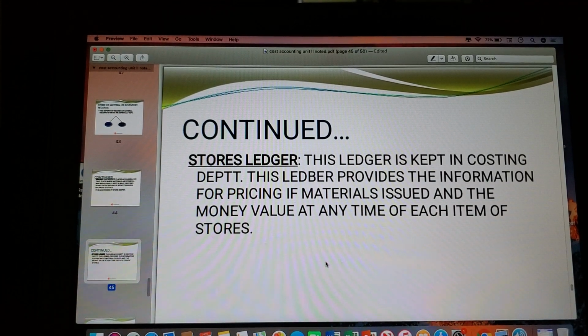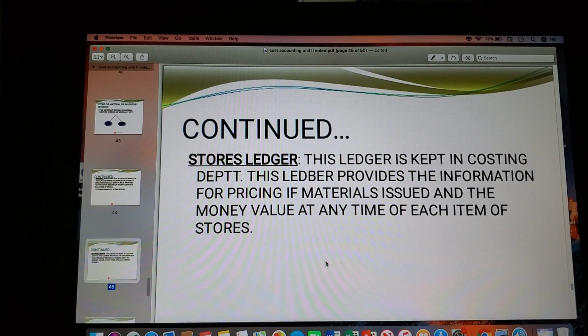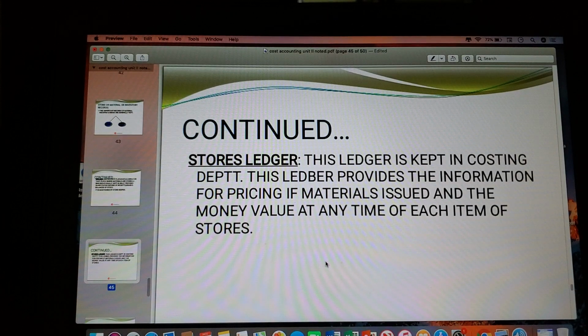Store's ledger. This ledger is kept in the costing department. This ledger provides the information for pricing of materials issued and the money value at any time of each item of stores.